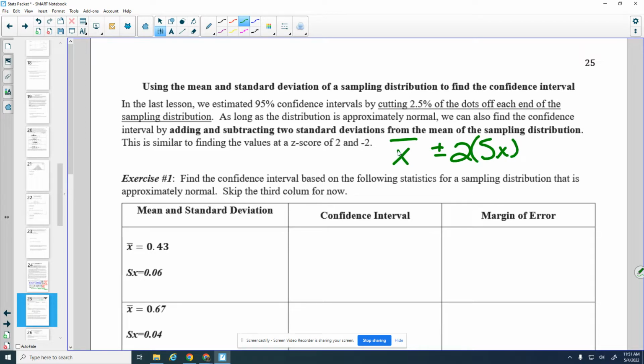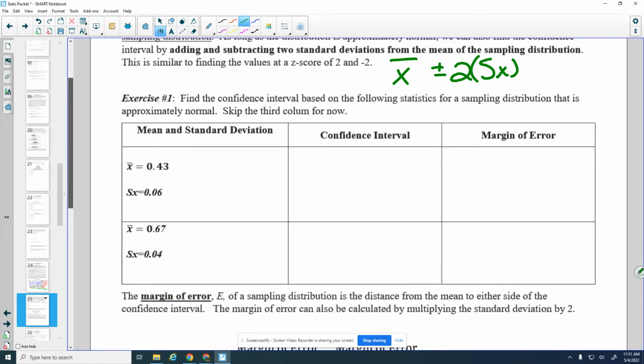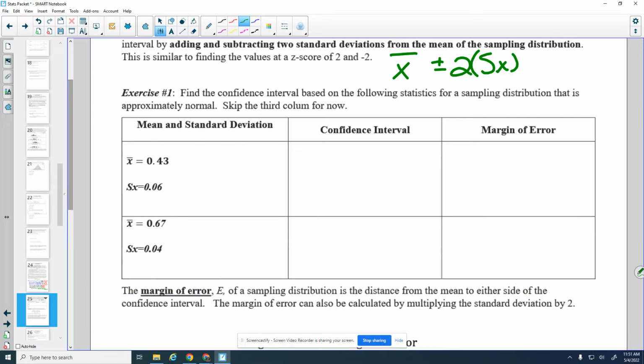So in this table, we're going to use that formula just to find the confidence intervals, and then we'll talk about what a margin of error is next. So here's my mean and my standard deviation of the sampling distribution. We don't see it. We're going to put that together on a different day.